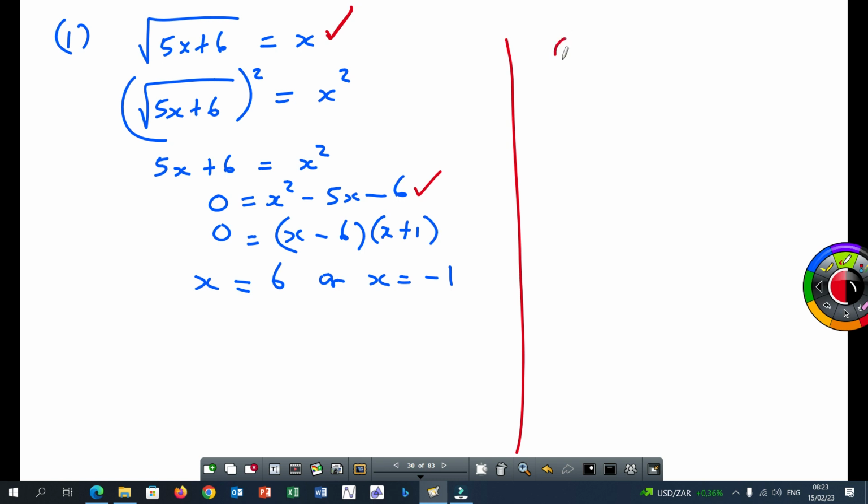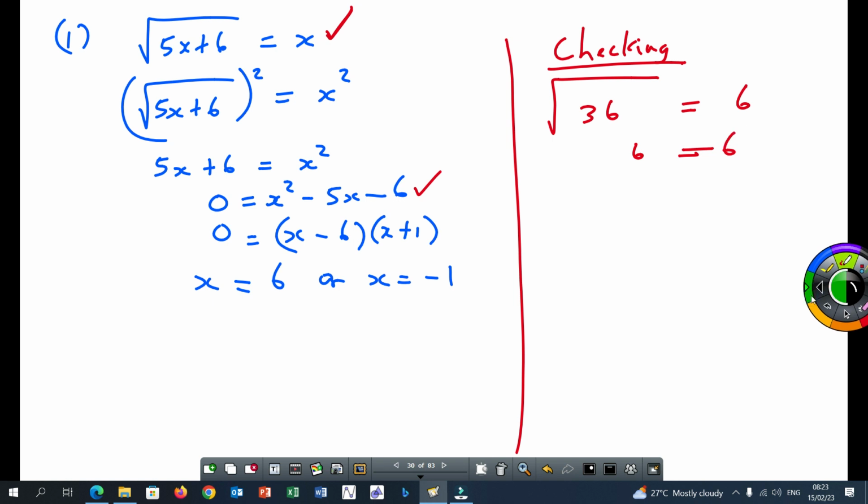So let's just do some checking. This can be done mentally, by the way, because there is no mark allocated for it. So we put x equal to 6 there. If I put x equal to 6, I'll get 5 times 6, which is 30, plus 6, I'll get 36. The square root of 36 is going to be equal to 6, so I'll get 6 equal to 6. So what this means is, indeed, x equal to 6 is a solution to this square root equation.